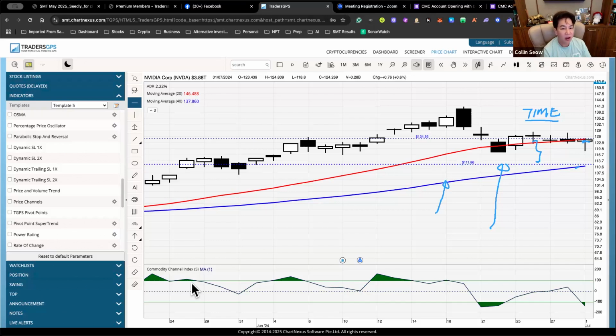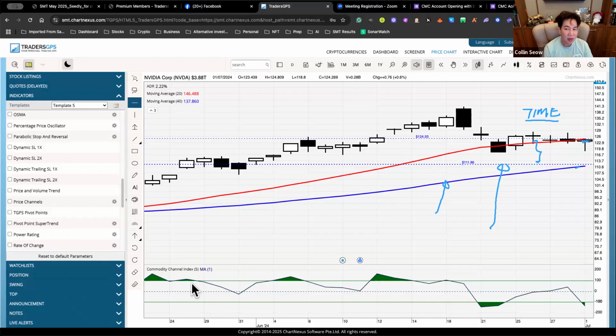Question: must all the 5 criteria be fulfilled on the same candle? No, not necessary. It's cumulative. That means from that swing down, you can decide to add on. If it's 1, 2, 3, you can add on. So no need to be on the 5 candles.